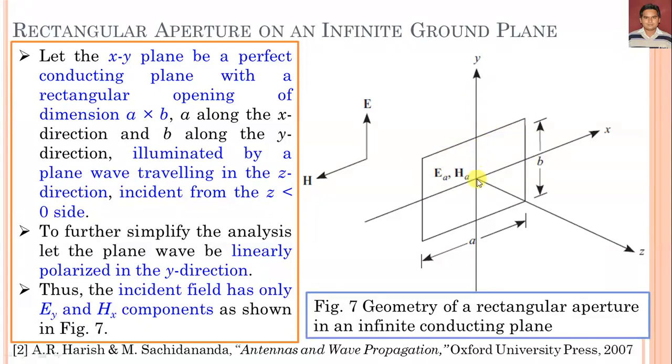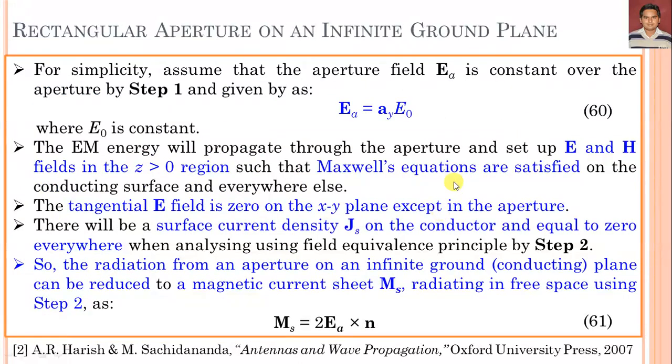For further analysis, let the plane wave be linearly polarized along the y direction. Thus the incident field has only Ey and Hx components. Along the x, the Hx component is present, and along the y, the Ey component is present. As you can see, this is the representation, and these are some assumptions we are taking. For simplicity, we assume that the aperture field EA is constant over the aperture, using step 1 of the 5-step procedure: EA is equal to a_y E0, where E0 is a constant.